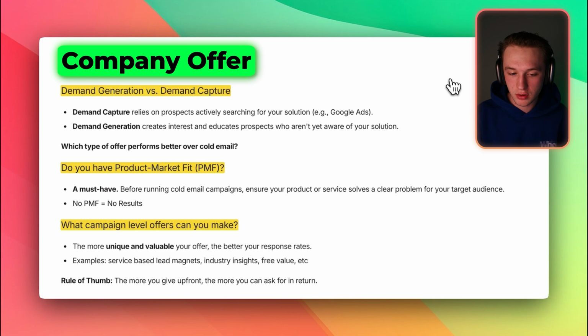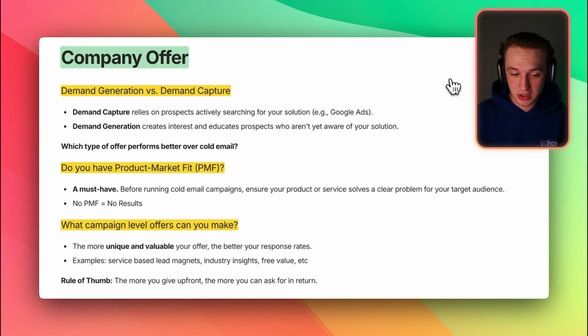Number two is the company offer. So there's two types of offers when you're running any type of business. There's a demand generation offer, and then there's a demand capture offer. Okay, a demand generation offer creates interests and educates prospects who aren't yet aware of your solution. But a demand capture offer relies on prospects actively searching for your solution, right? Now, a demand capture offer is something good to run with Google Ads, for example. So if you offer something that relies on people actively searching and already knowing about your offer, they're just looking out for a solution, that's a demand capture offer. A demand generation offer, you need to be able to create interest within your prospect, all right? So being able to distinguish which one is your offer is going to allow you to know, is cold email going to work? Should I do something else, etc.?